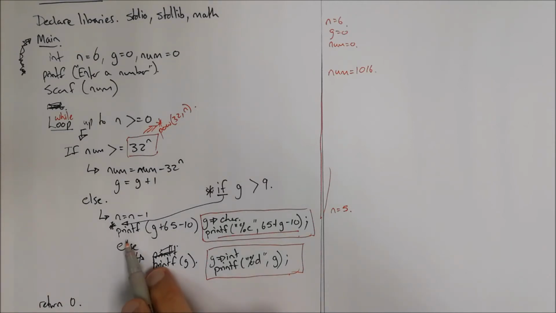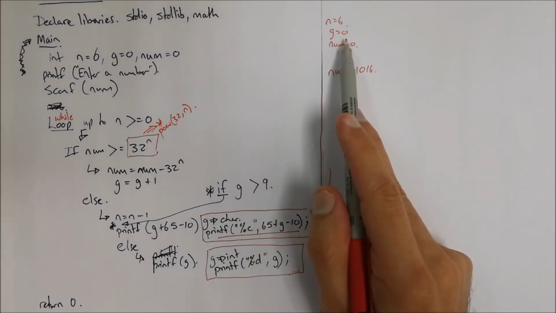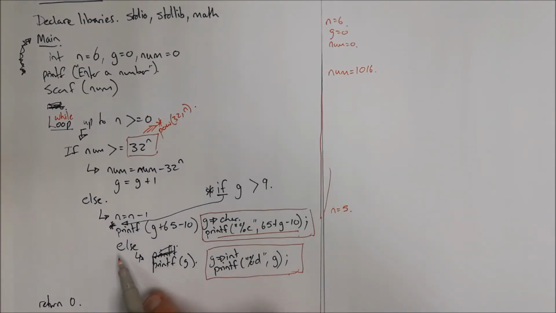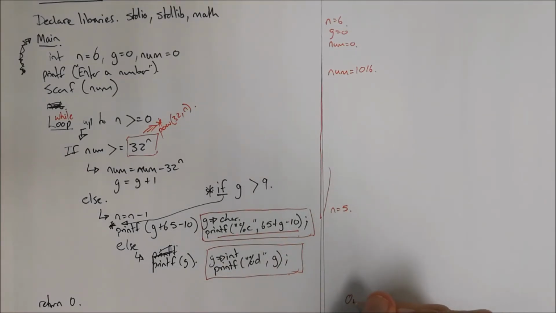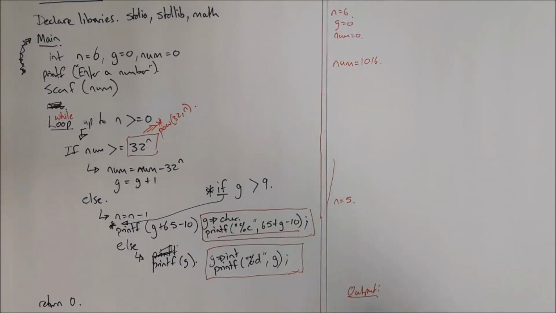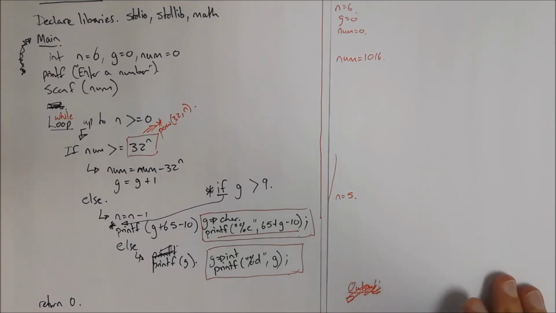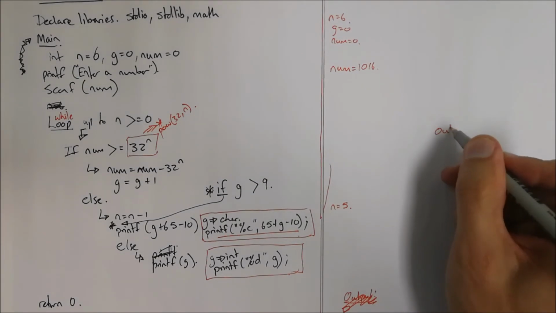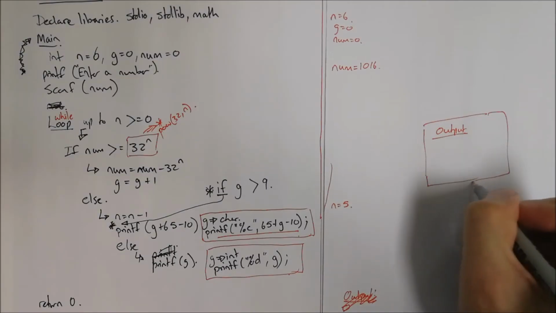Then it's going to check, is g larger than 9? Well, g is equal to 0, so we don't need to worry about that. It's going to print out the value of g, so for the output, we can have an output screen over here, and indicate that that is just a 0. Because we can't see it over there, I'm just going to write output here. I'll call this my screen. It's going to be a 0.